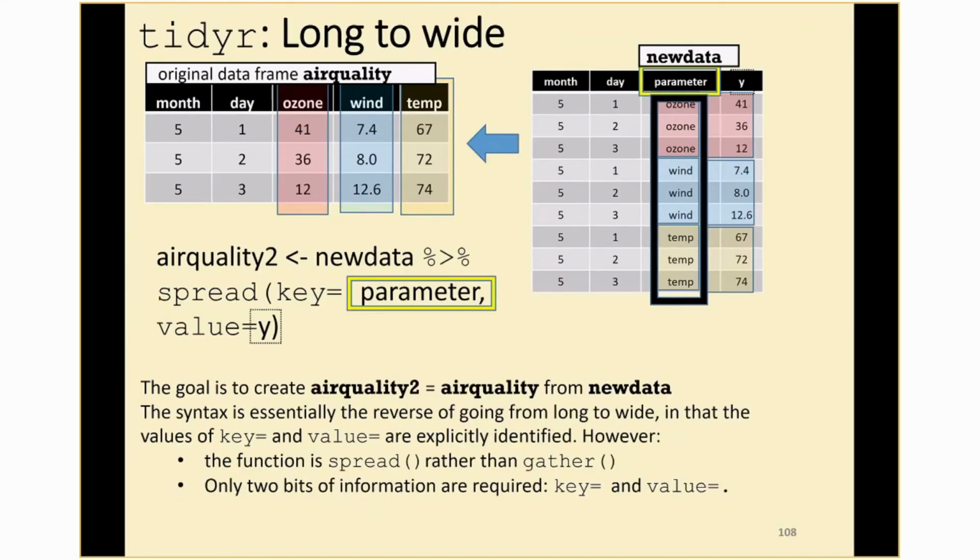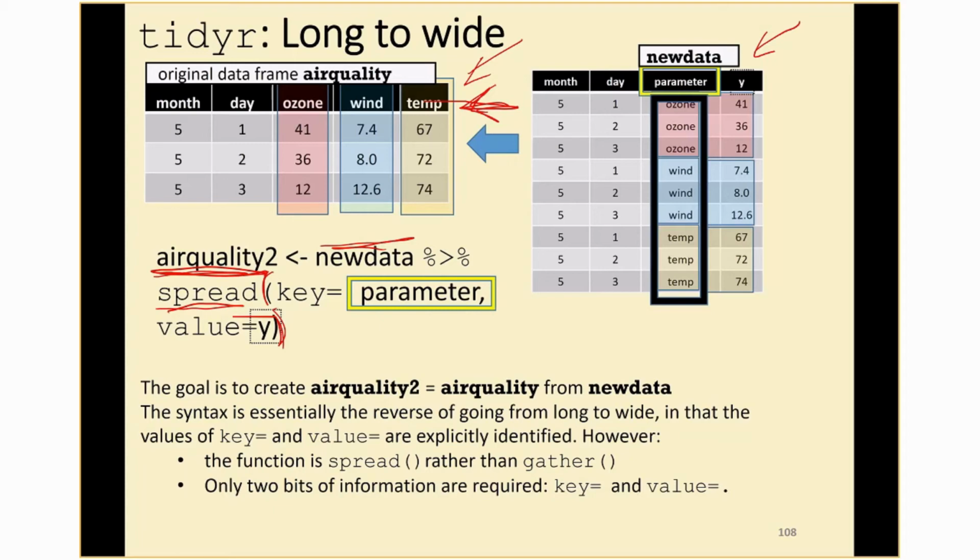I can reverse the process by starting off with this new data and recreating the original data air quality, although in this case, just to keep things simple, I'm going to refer to it as air quality 2. So I'm going to begin with new data, and I'm going to move in this direction from long to wide format. And the function I'm going to use is the spread function, and there's its open and close parenthesis, and it's going to take two arguments.